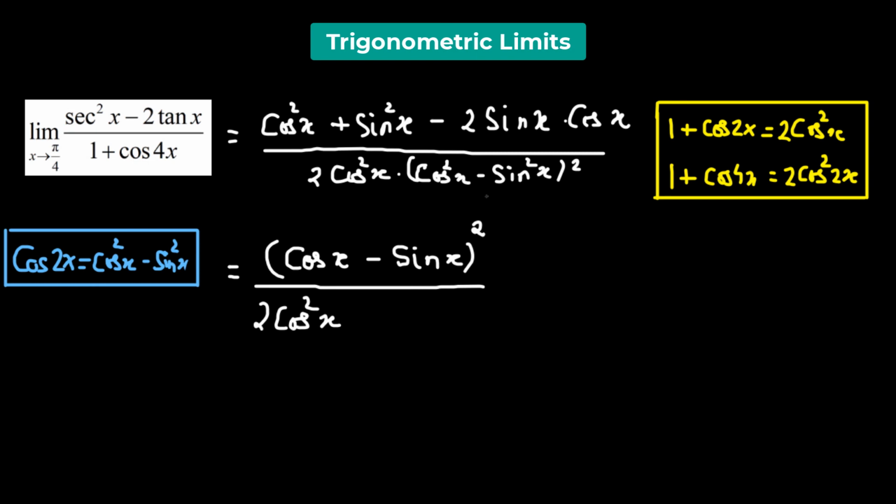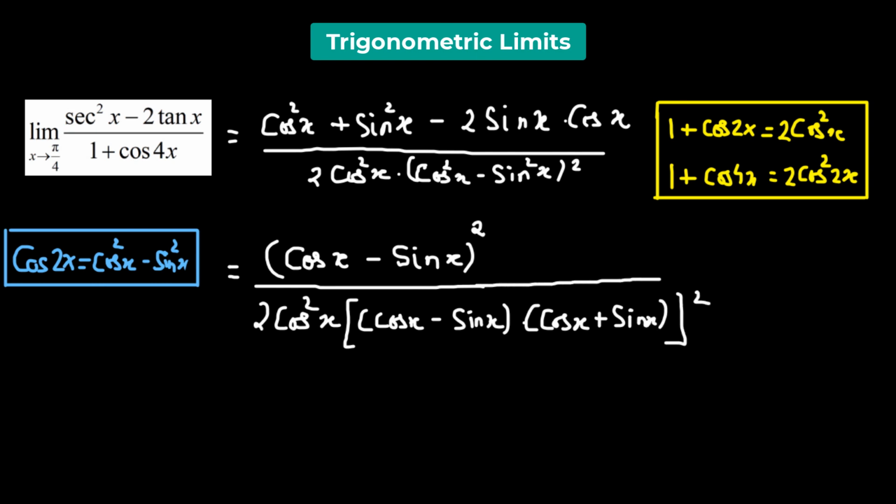Now we have a squared minus b squared in the denominator, so that can be expressed as the sum and the product of cosine of x and sine of x. So we have cosine of x minus sine of x times cosine of x plus sine of x, whole squared. So when we get rid of the square, this can be rewritten as whole squared times whole squared.